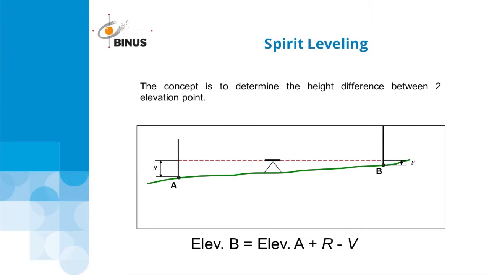In calculating an elevation using the spirit leveling method, the concept is to determine the height difference between two elevation points. For example, in this drawing, a water pass is located between point A and point B. The elevation of point A is known. It reads a height of r from point A and a height of v from point B. Therefore, to calculate the elevation of B from elevation A, elevation B equals elevation A plus r minus v.